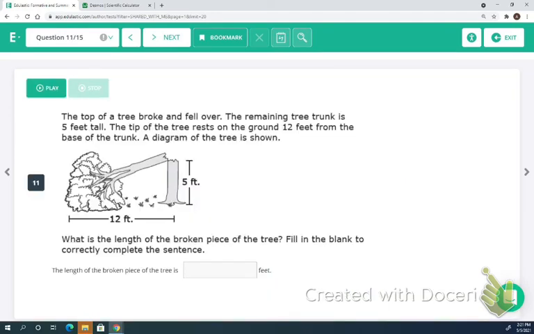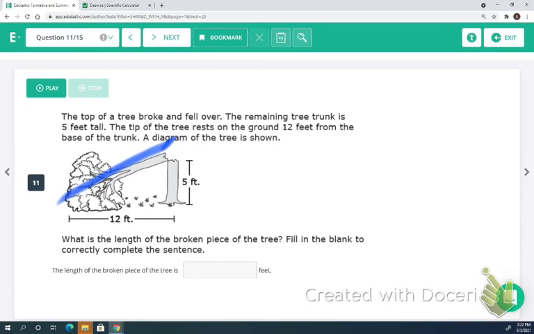All right, number 11 says the top of the tree broke and fell over. The remaining tree trunk is 5 feet tall. The tip of the tree rests on the ground 12 feet from the base of the trunk. A diagram is shown. Here we have the 12 feet and the 5 feet, and it's asking us to find the length of the broken piece. So that's going to be here.